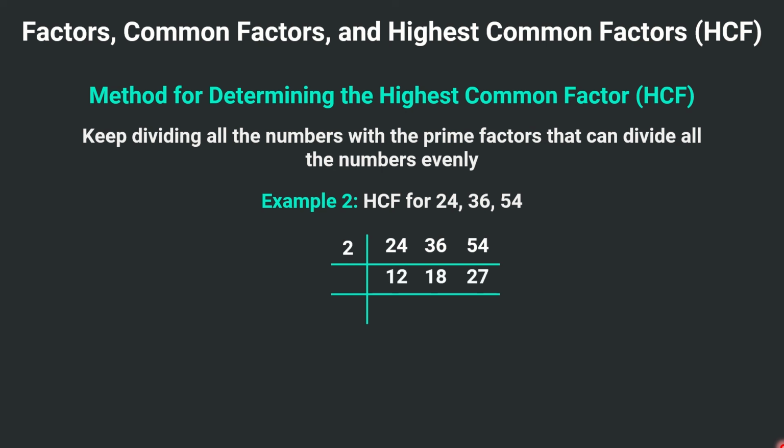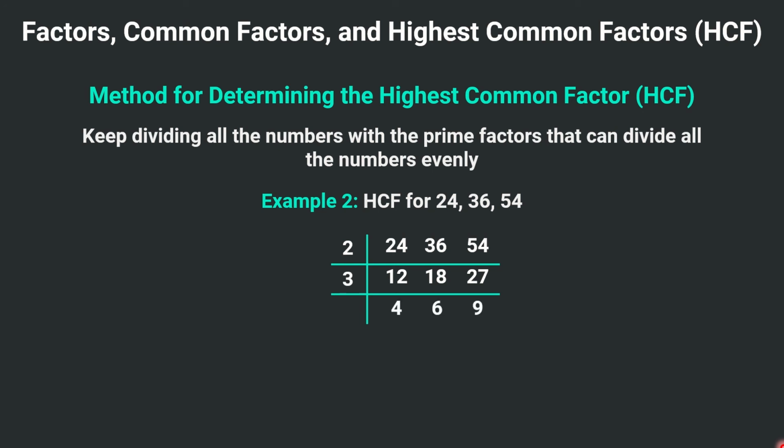Now as you can see, 12 and 18 are still divisible by 2 but 27 is not. So according to the instruction, we can't divide the numbers unless all of them are divisible by the same number. So we will not divide all of them by 2. Now we will try dividing them by 3. Are 12, 18 and 27 all divisible by 3? Yes. So we will divide by 3. We will get 4, 6 and 9.